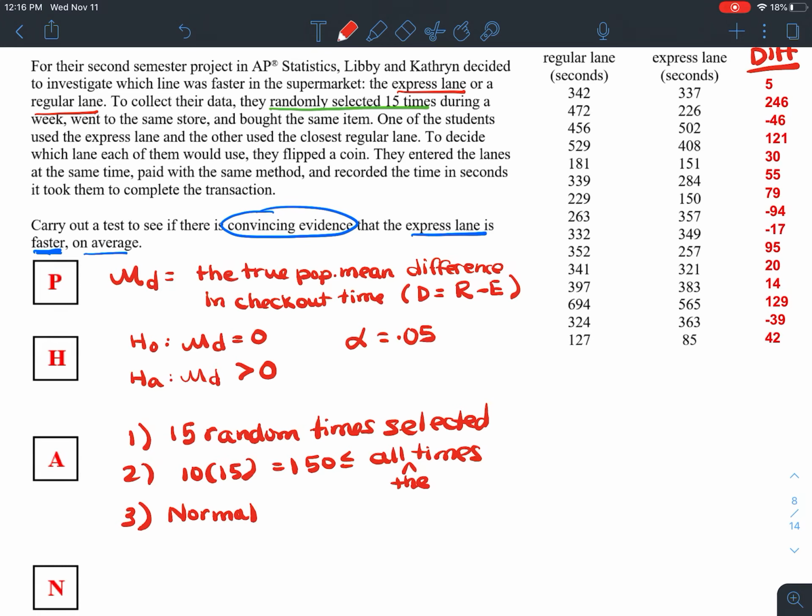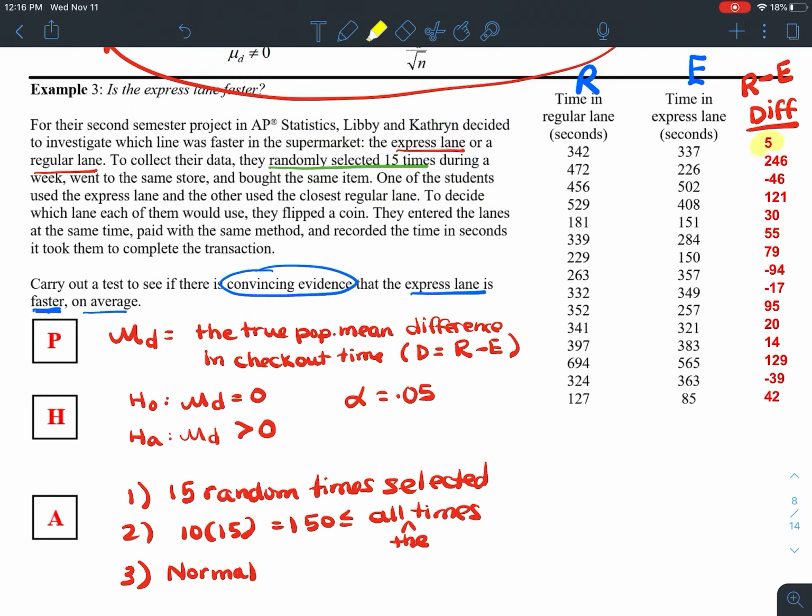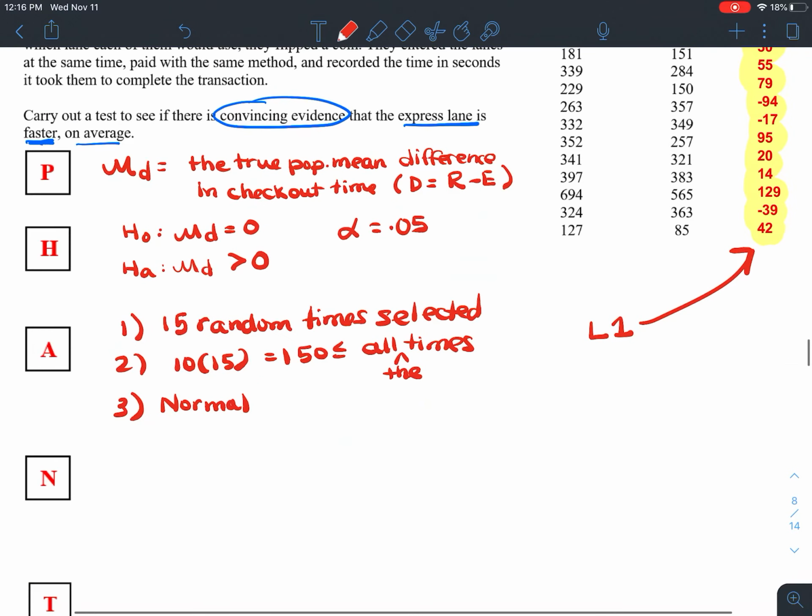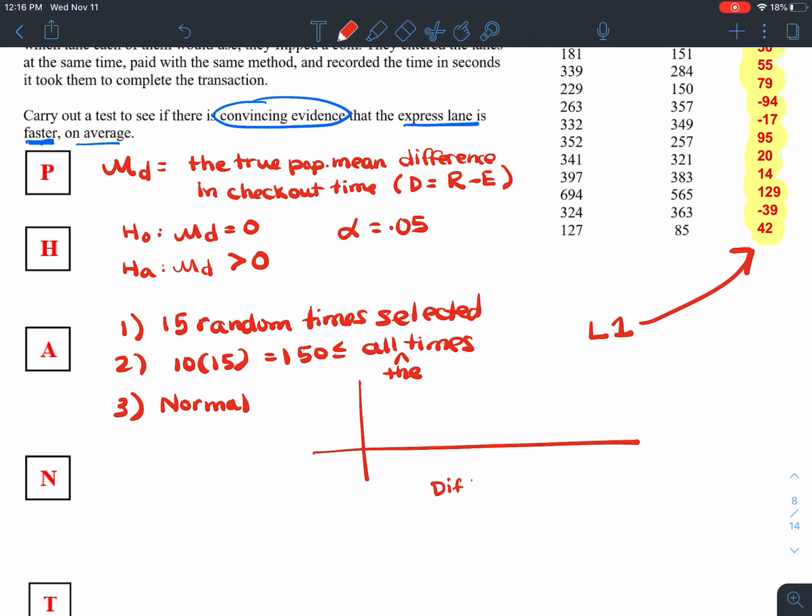So what you're going to do is take all of these difference values and place them into L1 on your calculator. You're going to make a box and whisker plot, and graph it on your paper. I'm going to label my x-axis as the difference in lane times, and give a rough scale to count by. I'm going to draw a very rough sketch of this box and whisker plot, but you really need to be labeling your x-axis to show what it represents.